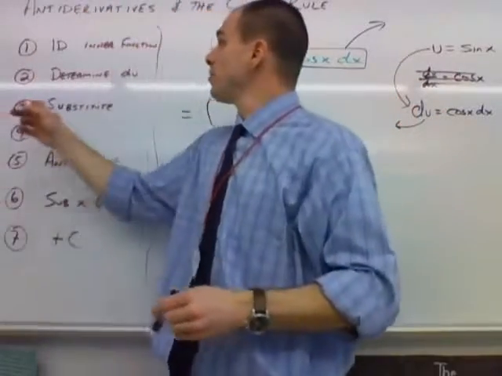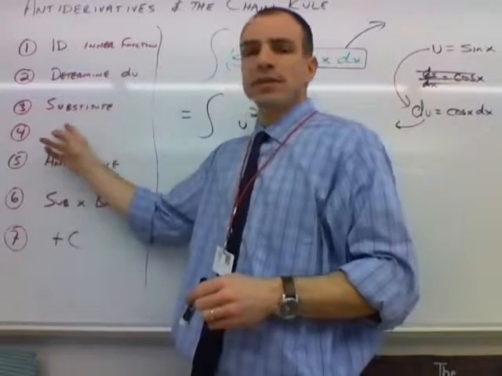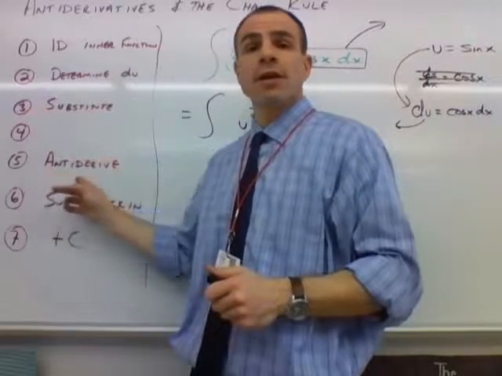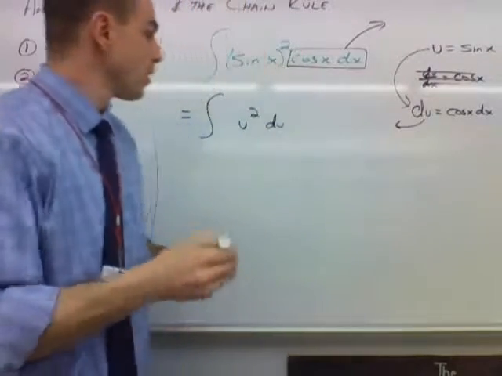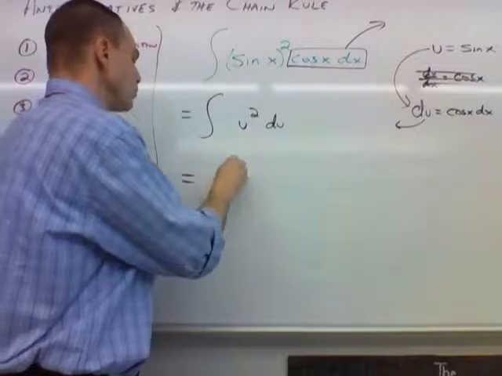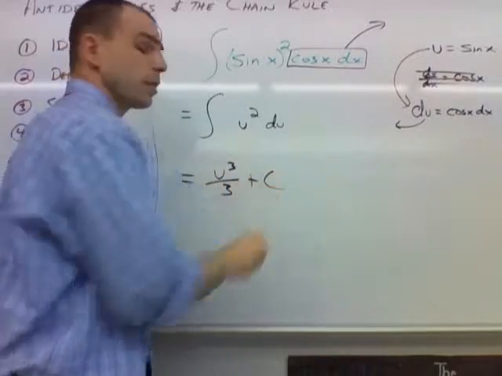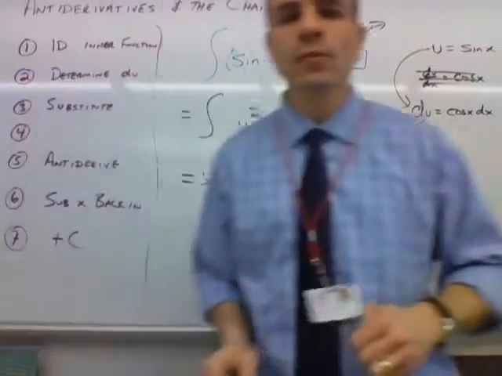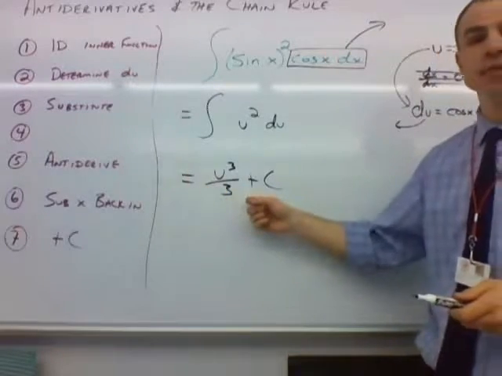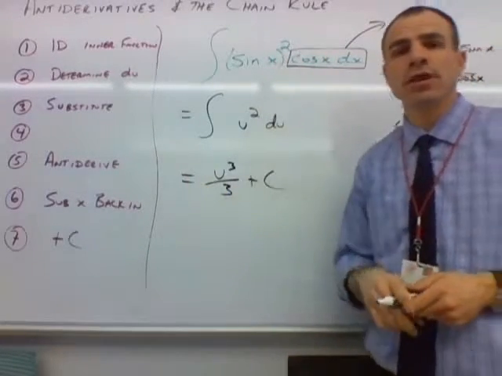All right, so now that we've done our substitution, there's a blank there for step 4. I'll talk about that in a future example. Step 5, antiderive. So let's do it. What's the antiderivative of u squared? Well, it's going to be u cubed over 3 plus c. Okay, so we've done our antiderivative. And that was an easy antiderivative to take care of. Much easier than trying to figure that out.